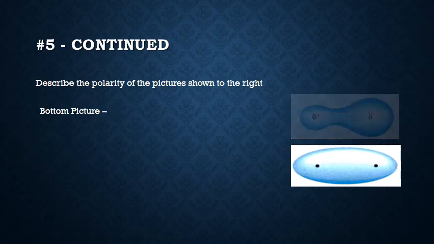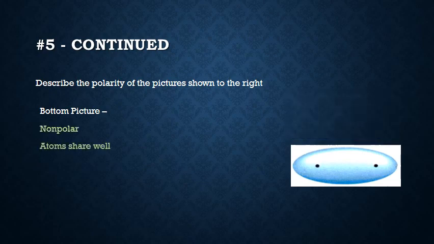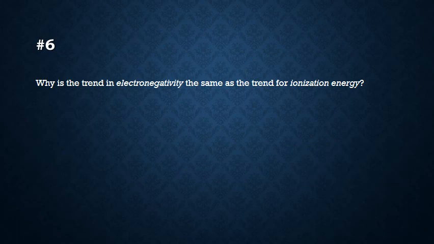Now to take a look at the bottom picture, this one is extremely nonpolar. We know it's nonpolar because the atoms are sharing well, and we can tell they're sharing well because this electron cloud is not distorted. It's evenly distributed around those two atoms. And that's pretty much all you needed to do for these two problems. Or rather, these two pictures.